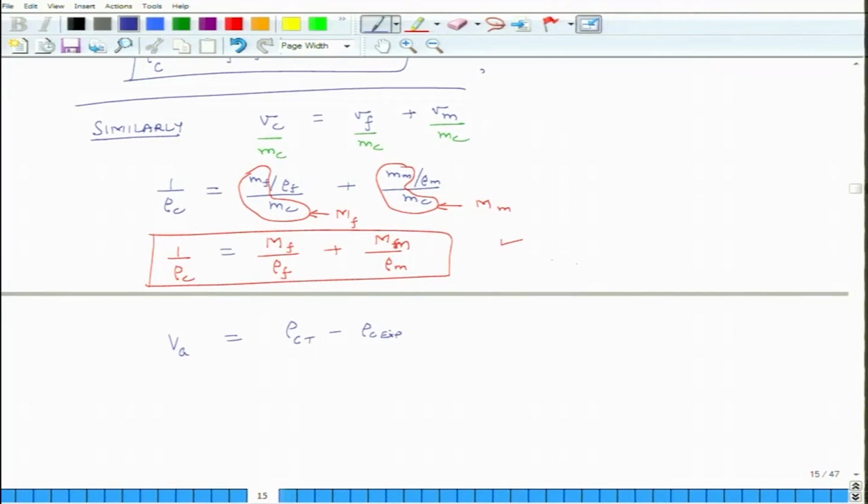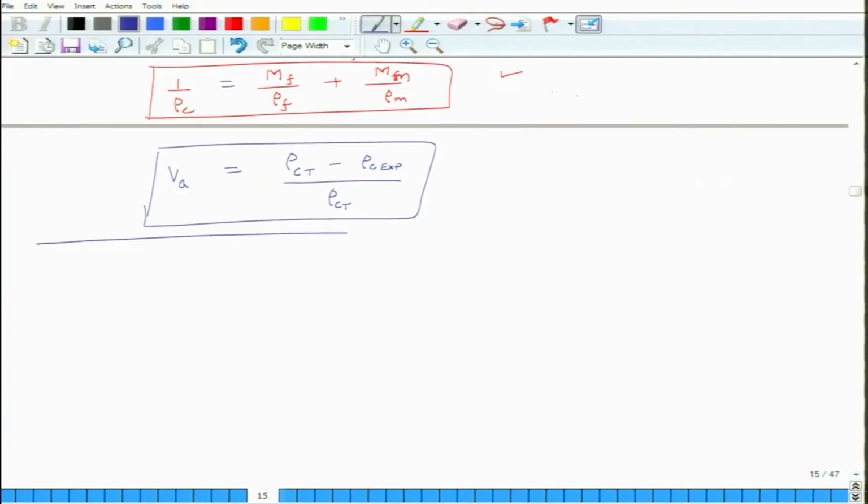And how do you experimentally compute the density of composite? You take a piece of composite, measure it, find its weight and find its volume by dipping it in water, divide the two and you will get the density of composite. And then if you divide this entire thing by rho c theoretical, that will help you assess the volume fraction of air. Now, typically you should have an idea of what kind of volume fractions of fibers we are talking about.